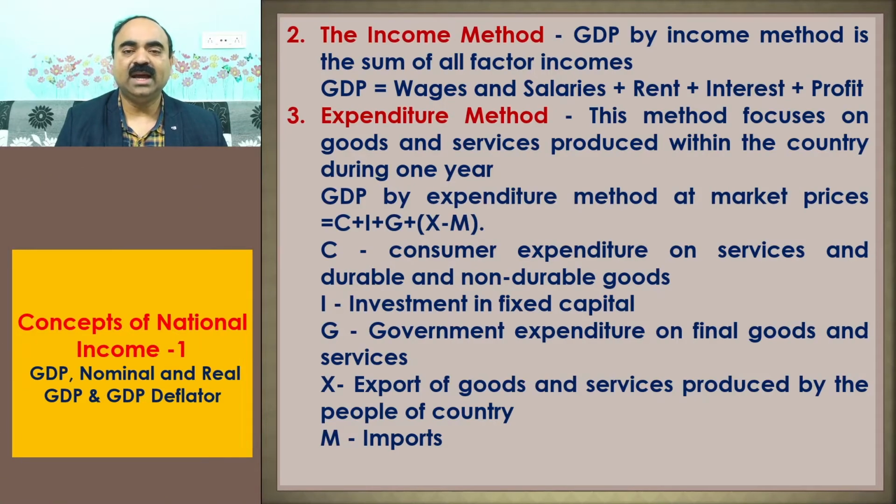2. The income method. GDP by income method is the sum of all factor incomes. Therefore, GDP is equal to wages and salaries plus rent plus interest plus profit.